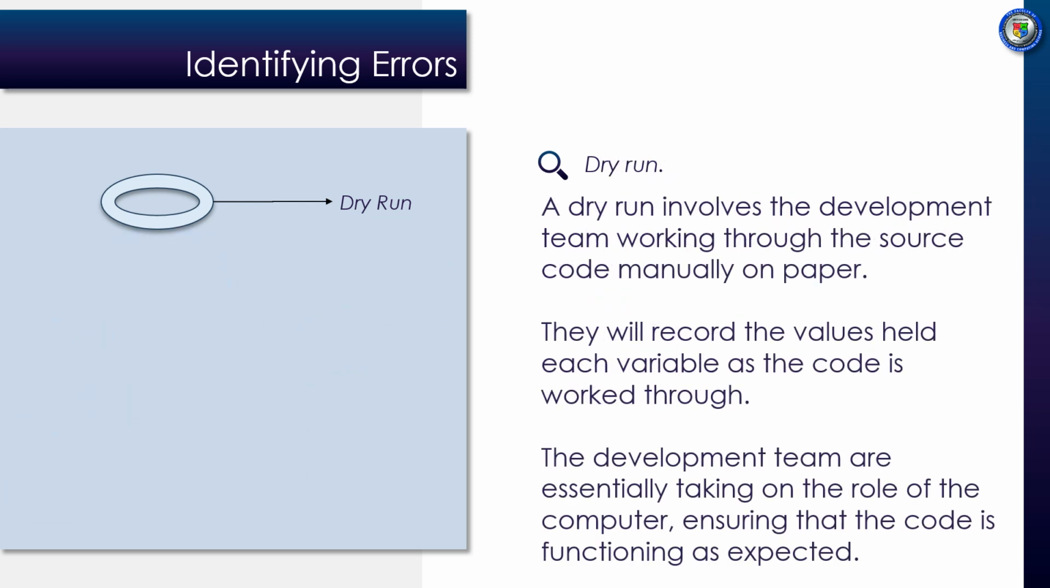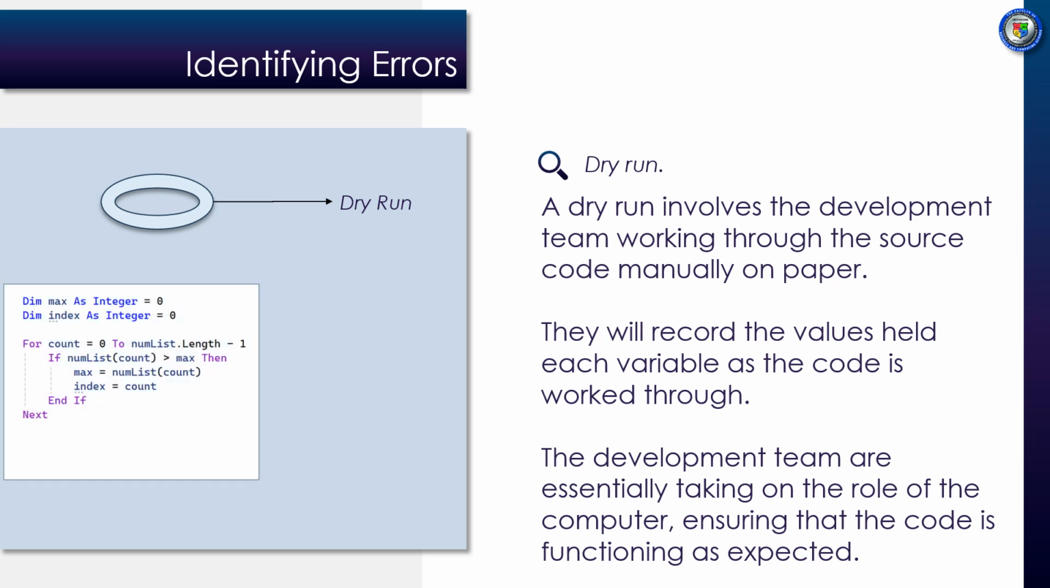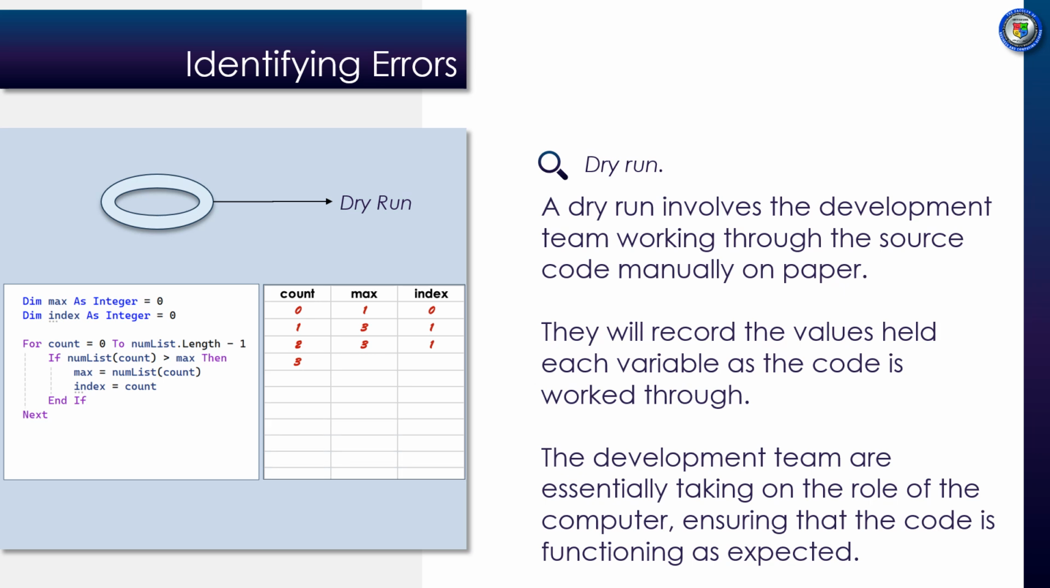The first of the debugging tools we will look at is the dry run. A dry run involves the development team working through the source code manually on paper. They will record the values held about each variable as they go through the code. The development team are essentially taking the role of the computer, ensuring that the code is functioning as expected as they go through it.